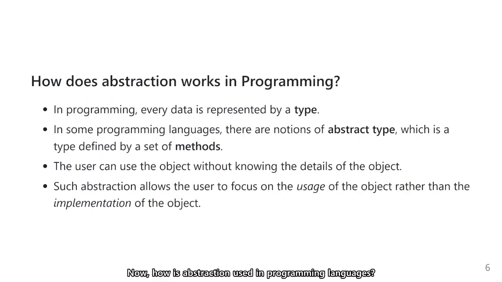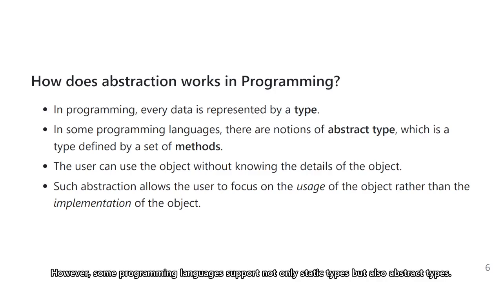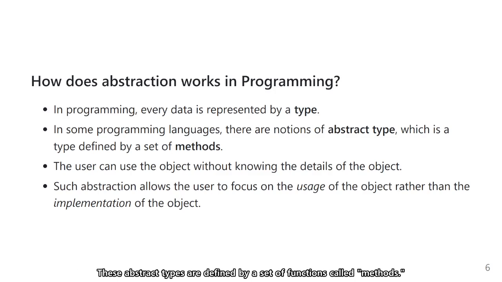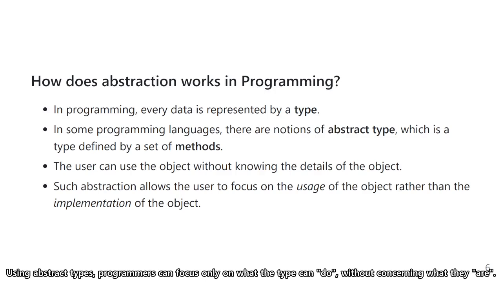Now, how is abstraction used in programming languages? The purpose of programming languages is to process data. Therefore, the concept of data type is very important. However, some programming languages support not only static types but also abstract types. These abstract types are defined by a set of functions called methods. Using abstract types, programmers can focus only on what the type can do without concerning what they are.